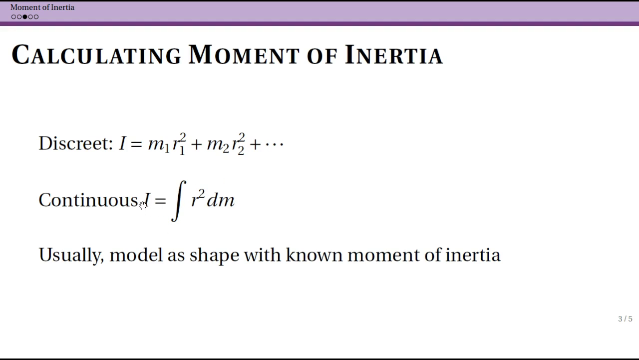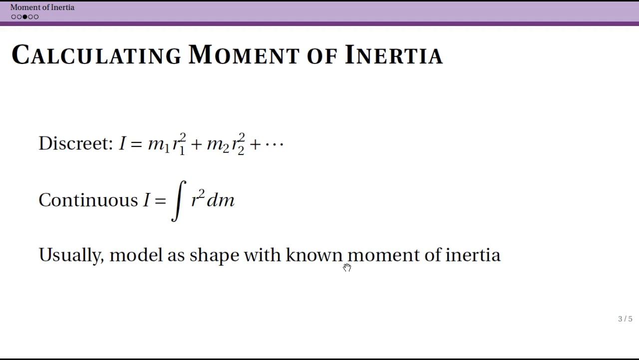Now, the good news is that you will be using moment of inertia a lot this chapter, but you don't actually have to use one of these first two options in many situations. You can look at what object you have, and you can model it as a shape with a known moment of inertia.